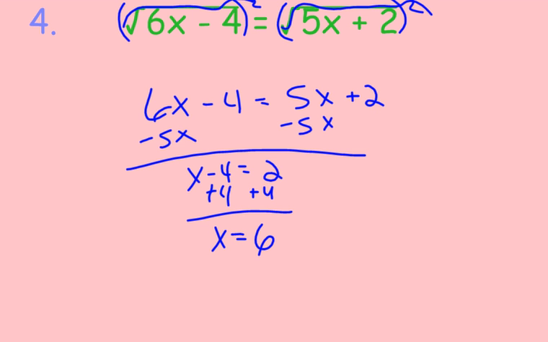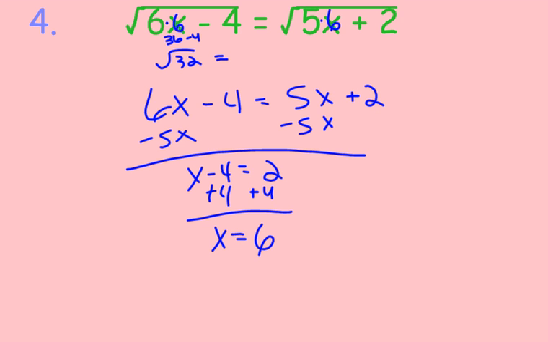Now, just because it was an easier one, I still have to check my answers. So I'm going to plug a 6 in for x. 6 times 6 is 36, minus 4 would be the square root of 32. 5 times 6 is 30, plus 2, square root of 32. I don't have to actually break these down or anything because I can see right now that they'd be the same number. So this one does check.